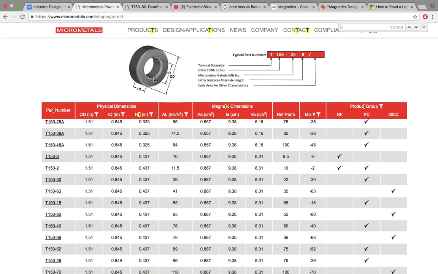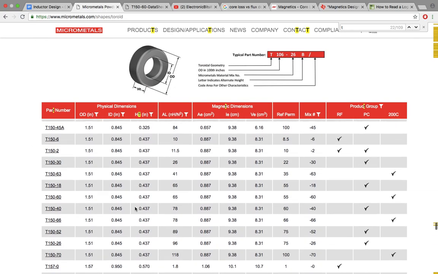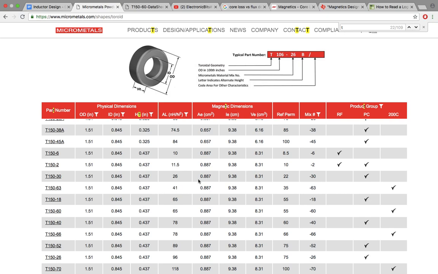This is the official website of Micrometals, where these are the toroidal cores. If you just click on products and toroidal, you will get this page, and you can choose the core. Here there is no direct window area given, but we know the internal diameter. This internal diameter you can use for finding the window area, and the cross sectional area you know, so you can find the product. I have done those calculations, and this T150 core will help. So the T150 core you can select, whose dimensions are given in inches.